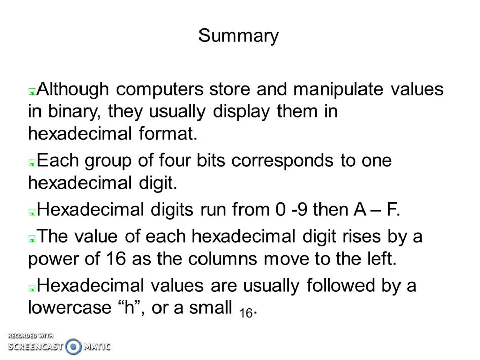So to summarize, though computers store and manipulate values in binary, they usually display them in hexadecimal format. Each group of 4 bits, a nibble, represents one hexadecimal digit. Hexadecimal digits run from 0 to 9, and then A to F to manage to go from 0 to 15, in essence. The value of each hex digit rises by a power of 16 as the columns move from right to left, just like the other tables we've seen. And you can denote a hexadecimal value by following a number with a lowercase h or a small subscript 16.